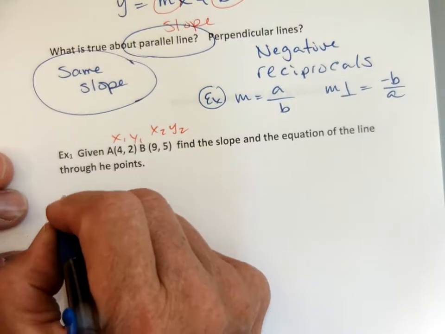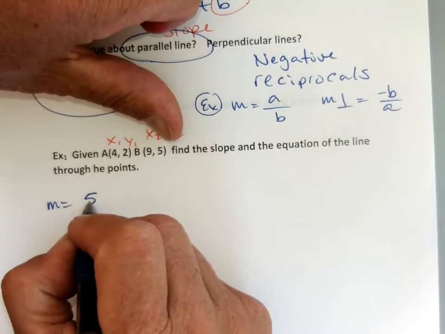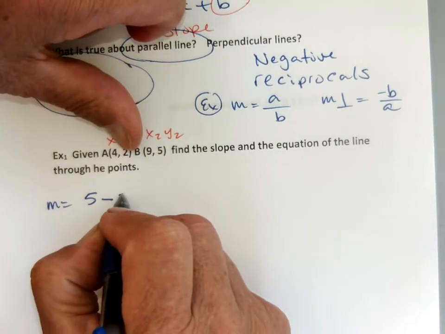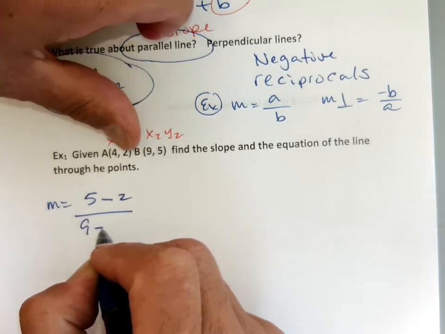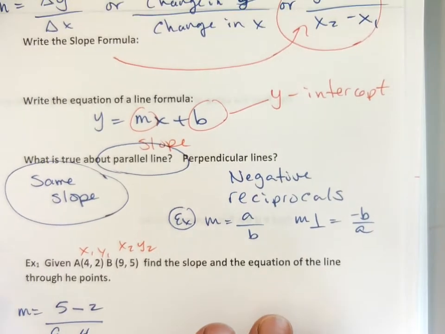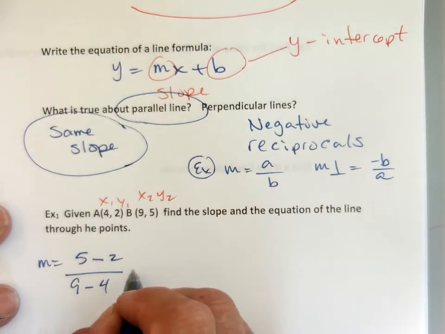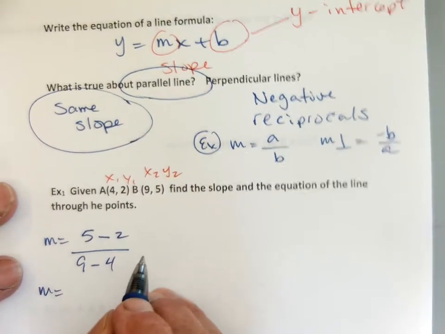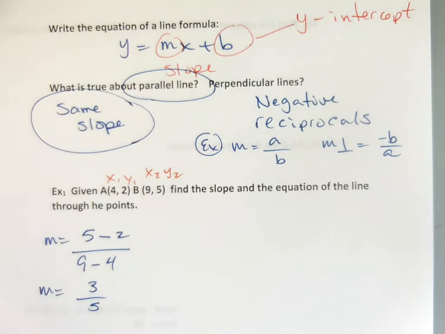So slope m is equal to, let's see, 5 minus 2 over 9 minus 4. Okay, and I'll let you look at that. There's our formula right there, which is going to give me 3 over 5, okay?